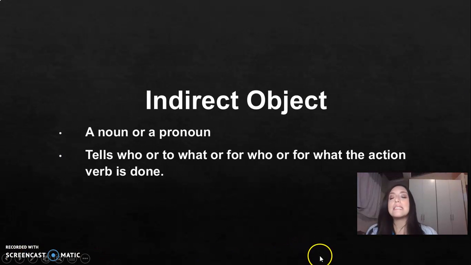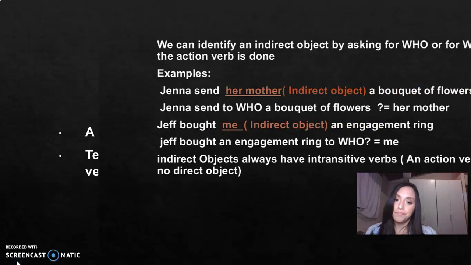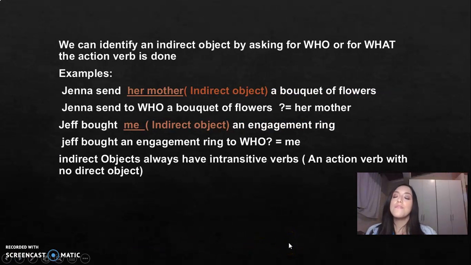The second one is the indirect object. This is a noun or pronoun and tells who or to what or for who or for what the action verb is done. Now let's see some examples. We can identify an indirect object by asking for who or for what the action verb is done.